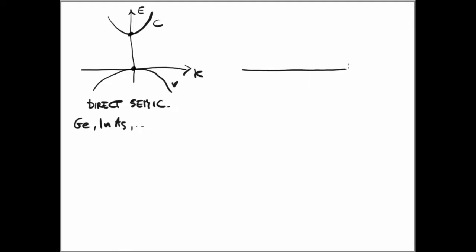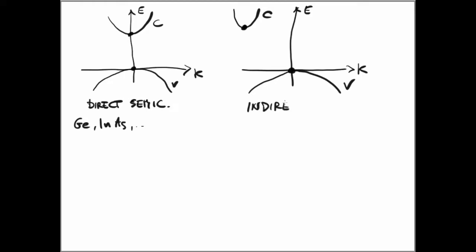On the other hand, when there is no alignment between the two bands, we will then say that we are in the case of an indirect semiconductor. So in this case, for example, there is clearly a mismatch in the position of the minimum of the conduction band and the maximum of the valence band. So this would be an example of indirect semiconductors.